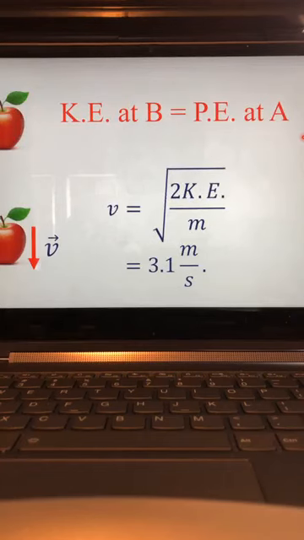So that's how we can estimate the velocity of any object, right? If we know its initial potential energy and how much its mass is, then we can predict, we can calculate the final velocity, or the velocity at some time later. That is because of conservation of energy in Earth's gravitational field.